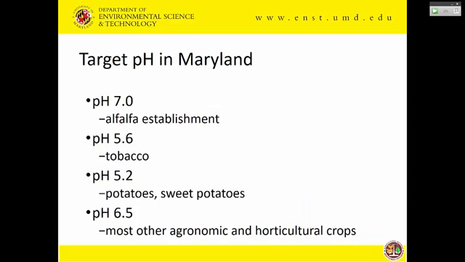So anyway, we have target pHs for the crops in Maryland, and these were established many, many years ago. We recommend a 7 if you're establishing alfalfa, a 5.6 for tobacco, 5.2 for both Irish and sweet potatoes, 6.5 for most of the agricultural and most of the agronomic and most of the horticultural crops. Little subtle differences in some of the fruit crops, but they all tend to be up in the low 60s.